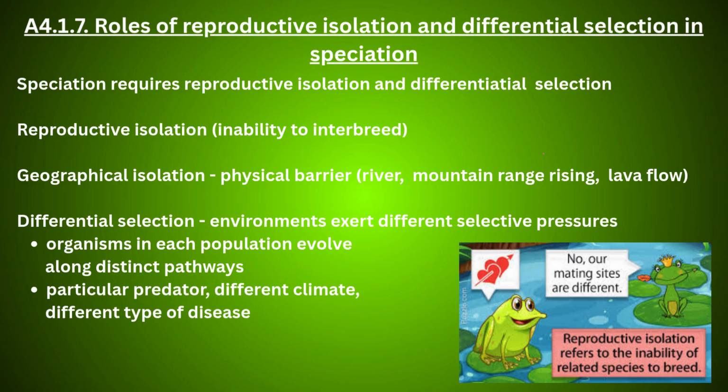When this happens over a sufficiently long period, the organisms in each population evolve along distinct pathways. So to recap, both reproductive isolation and differential selection are absolutely necessary for speciation to take place, leading to the incredible diversity of life we see on Earth.